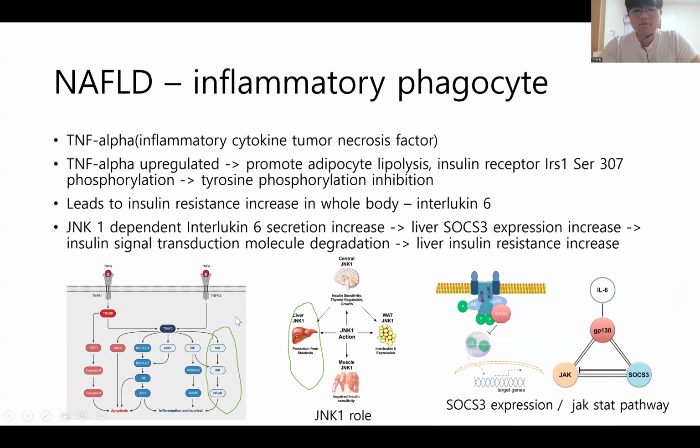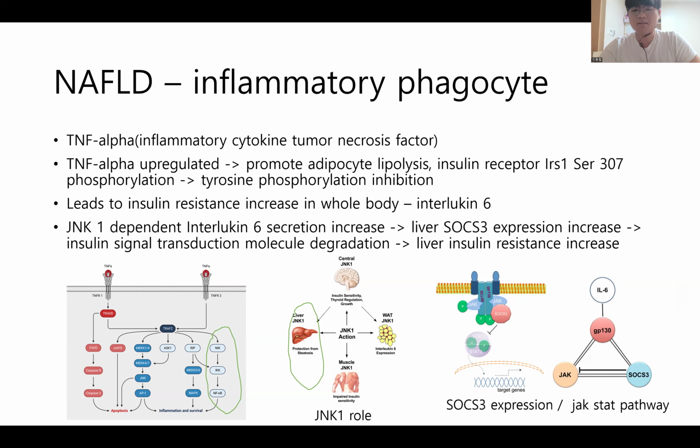In the previous slide, we talked about how abnormal fat increases inflammatory phagocytes. When that happens, the inflammatory cytokine tumor necrosis factor TNF-alpha is upregulated, which promotes adipocyte breakdown and insulin receptor serine residue phosphorylation, and it inhibits tyrosine phosphorylation. This is a kind of insulin resistance. This process increases insulin resistance in the whole body.